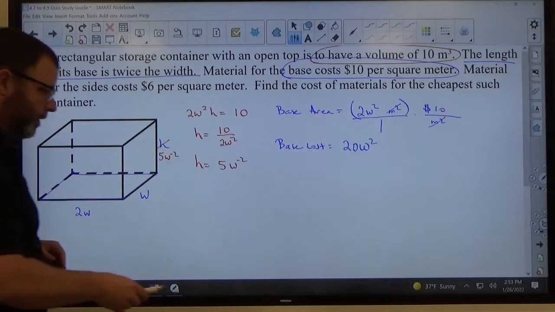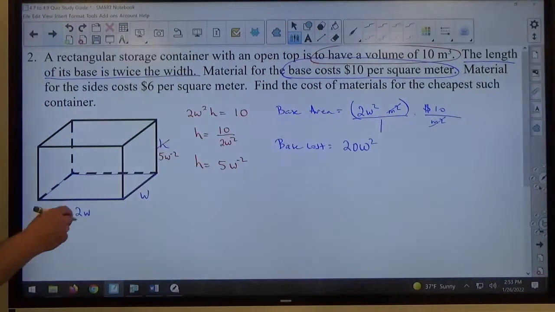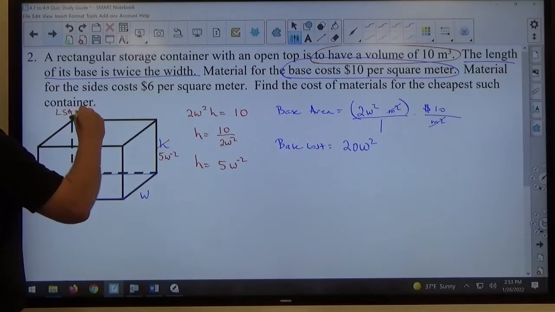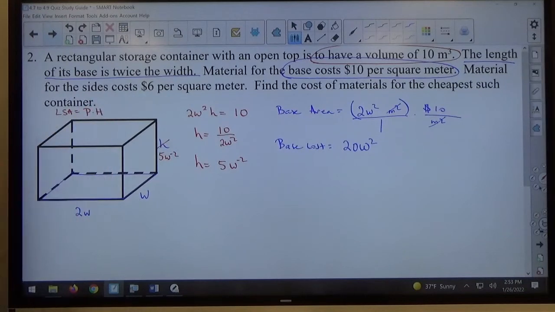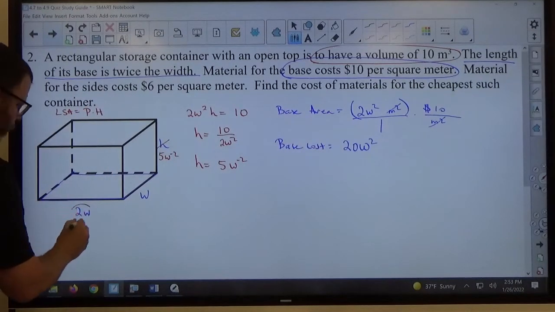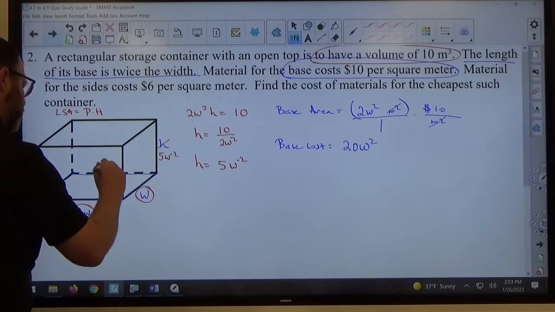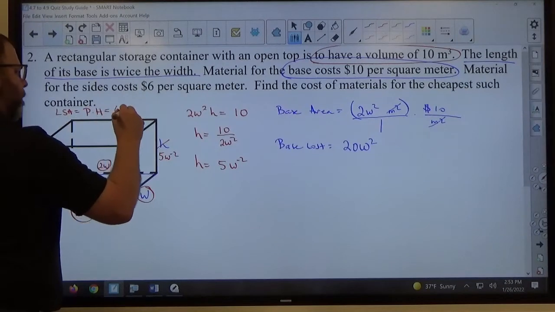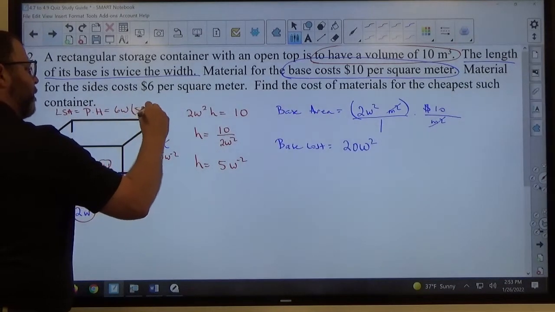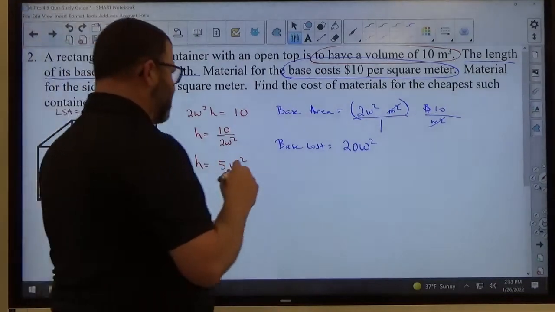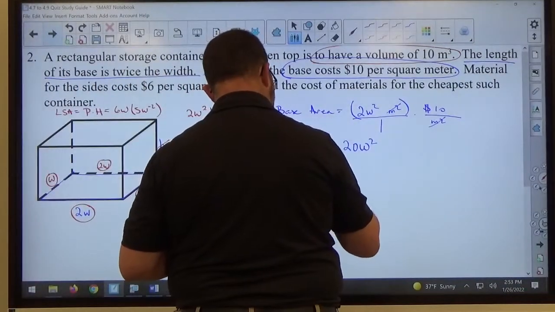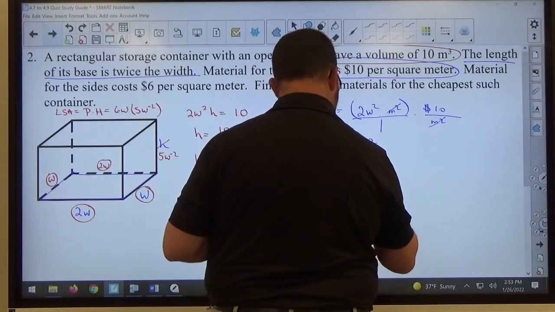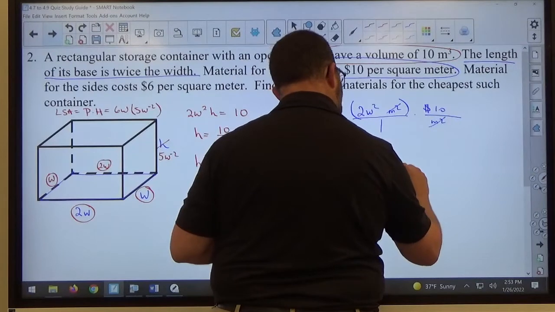The sides is just the lateral surface area of this, and lateral surface area of a rectangular solid is the perimeter of the base times the height. In this case, the perimeter of the base is 2W plus W plus 2W plus W, which is 6W. And the height is 5W to the negative second. So the side area is going to equal the product of those, which is 30W to the negative first power meters squared.